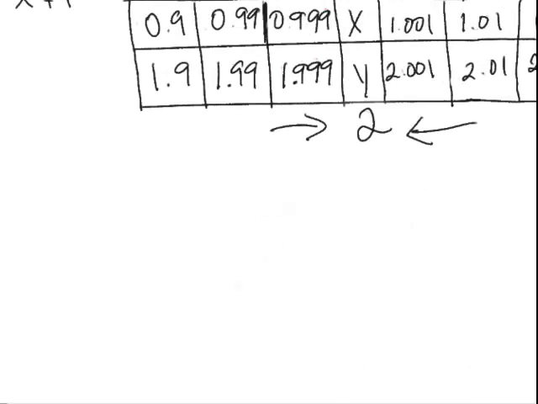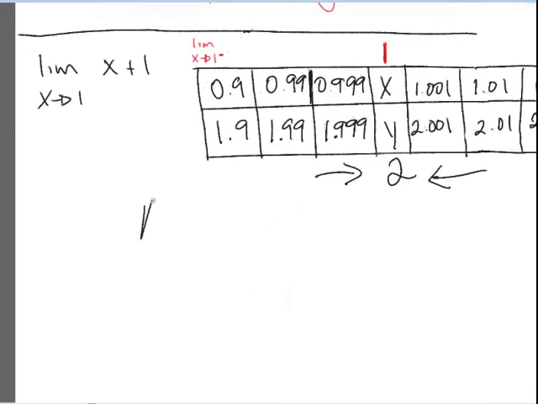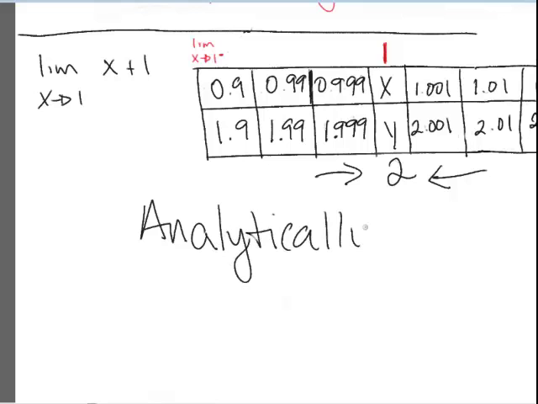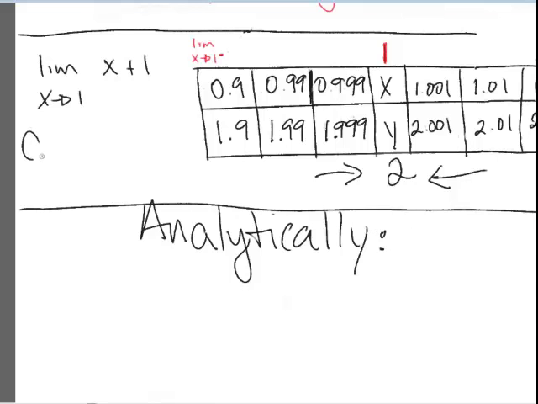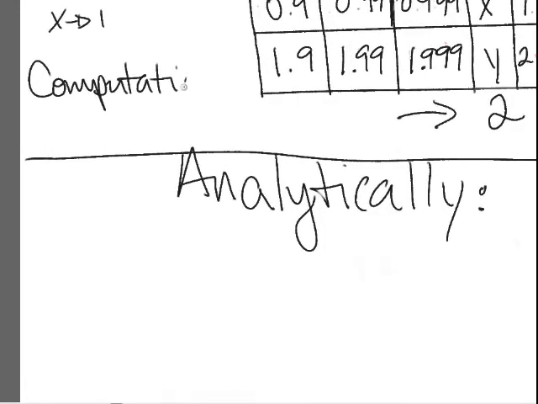So let's just back it up. We're just trying to make sense of limits, right? So now we're going to look at it analytically. This is typically how you're going to see your problem show up. We did computationally up here and graphically up top. So analytically, what happens?